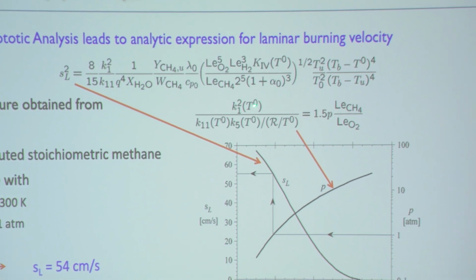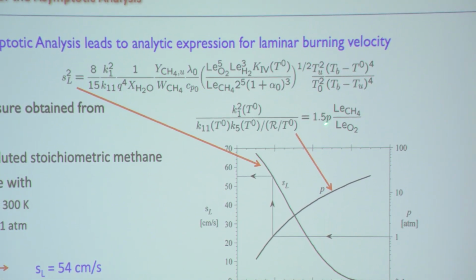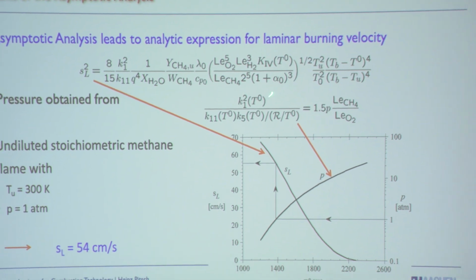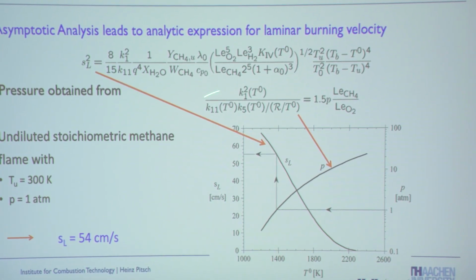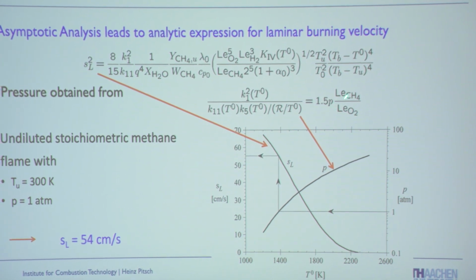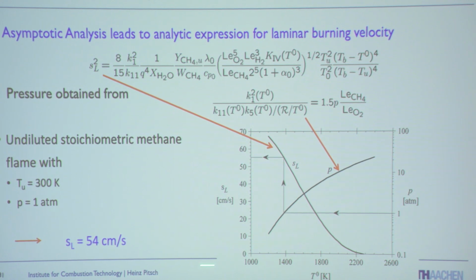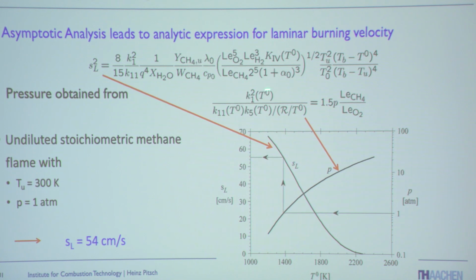This here gives a relation between T0 and pressure. So if you fix the pressure, if you say, I want to know what's the burning velocity at 1 bar, then you have an implicit equation here, but I can also plot the pressure as a function of the temperature from this equation. So I can specify T0 and plug it in. These are all exponential functions here. Plug it in here and then get the pressure, right? That's much easier. And I can draw the line like this, and then I can go the other way.